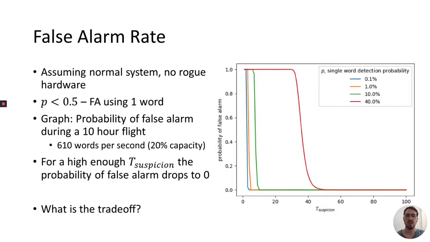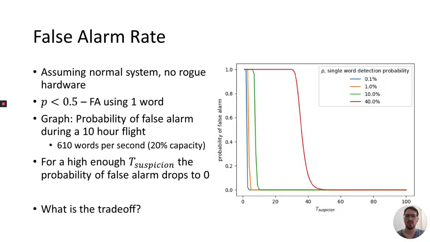The different lines you see are for different values of the false alarm probability of a single word. The overall false alarm probability is lowered by raising the threshold. The higher the single word false alarm probability, the higher we would need to set the suspicion threshold in order to minimize the overall false alarm probability. Even for a very high single word false alarm probability of 40%, we can make the stream false alarm probability near 0. Sounds ideal. But we know there's always a trade-off.